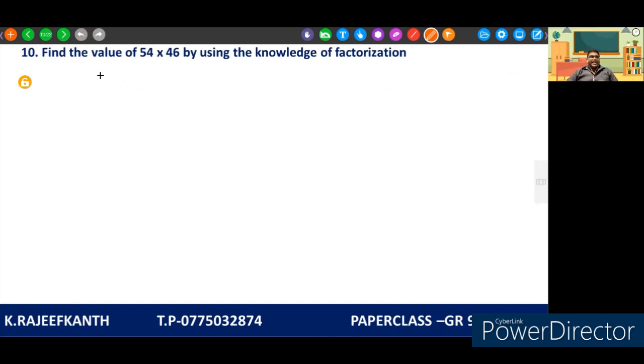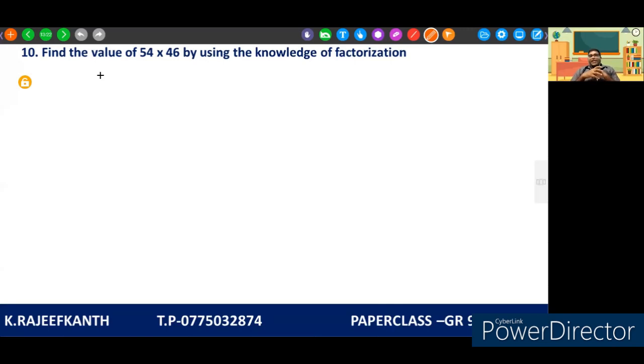Then question number 10. Find the value of 54 times 46 by using the knowledge of factorization. So we have some knowledge about factorizing. We have factorized some expressions. First we take the common value, then the format ax squared plus bx plus c, then a squared minus b squared.